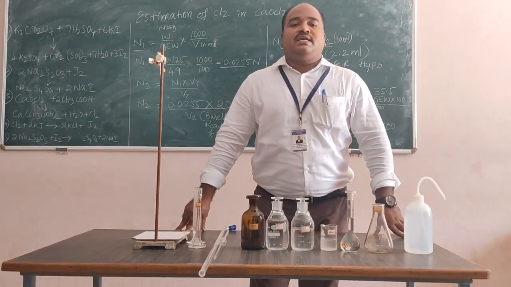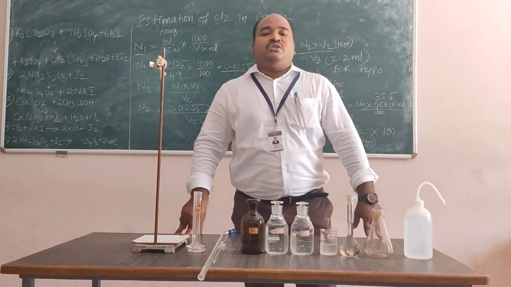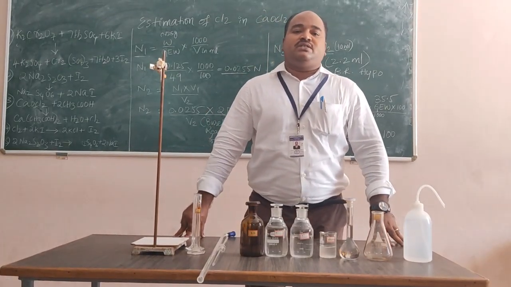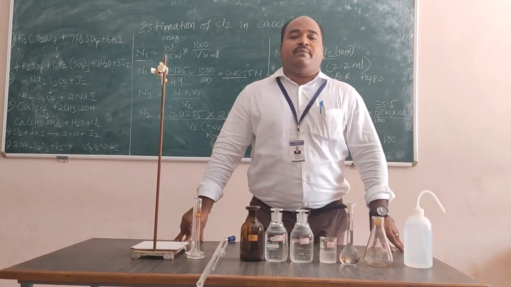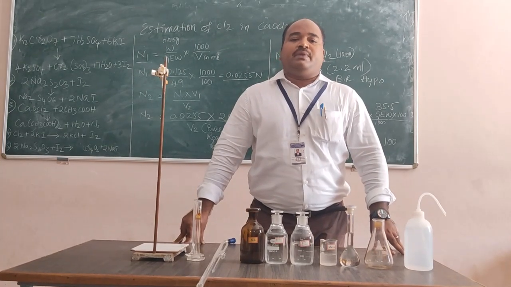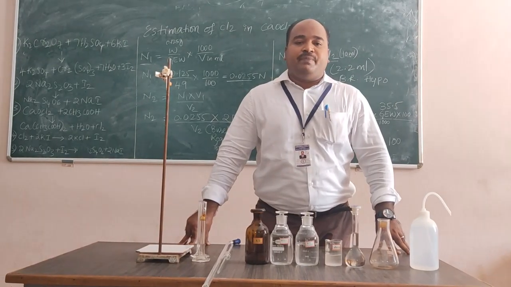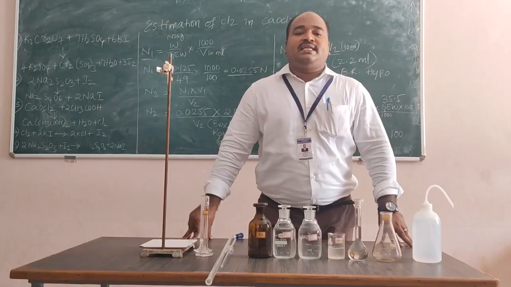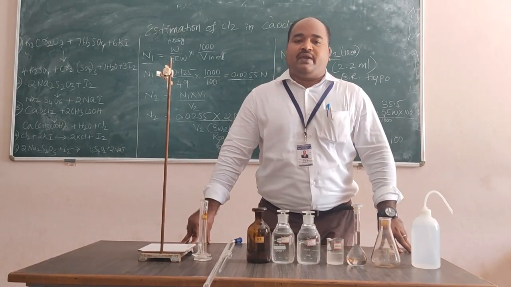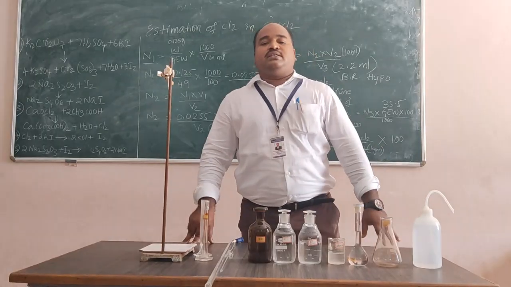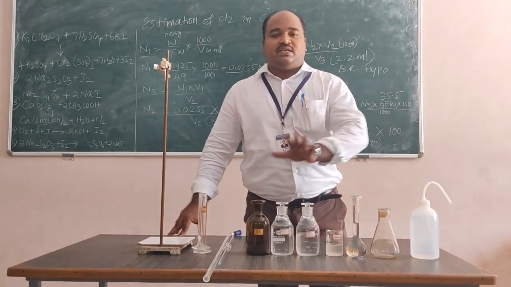In the second step, standardization of hypo, using 20 ml of potassium dichromate and 20 ml of sulfuric acid, then 10 ml of potassium iodide and 1 ml of starch added, the color of the solution changes from dark brown to light green. That light green color is our endpoint for the standardization of hypo. We have already done that in our previous experiment. Those two steps for this experiment are also the same.